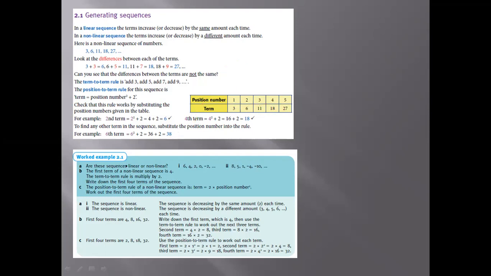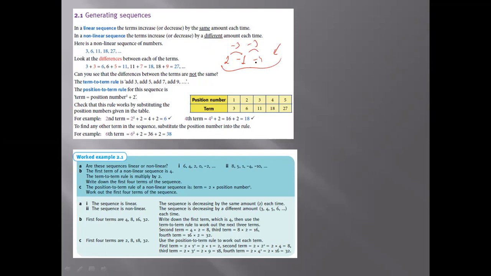And a worked example. Are these sequences linear or non-linear? Let me check it. But first of all, what is a linear sequence? It is increasing or decreasing by the same amount. Okay, it's no problem if it's decreasing or increasing, we just need the same amounts. Between 2 and minus 1, you have minus 3, and the next term is minus 4. The same amount is decreasing. Okay, so it's a linear sequence.